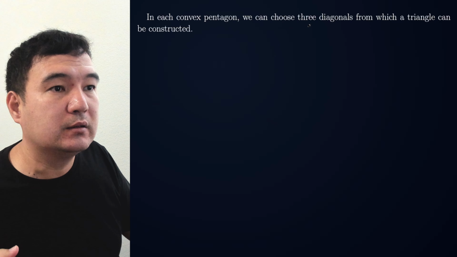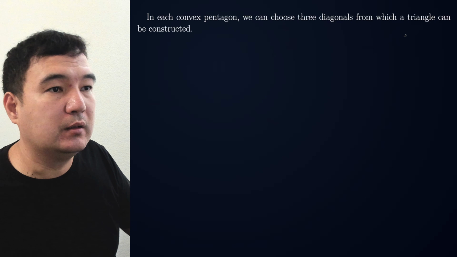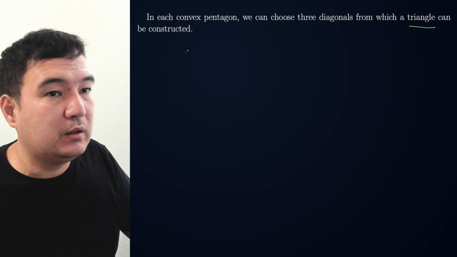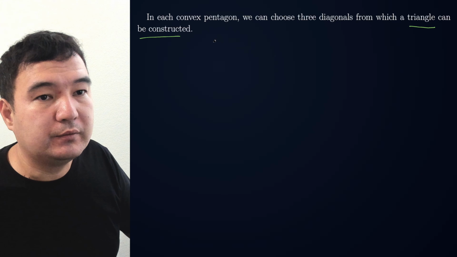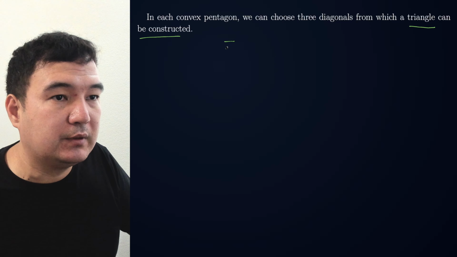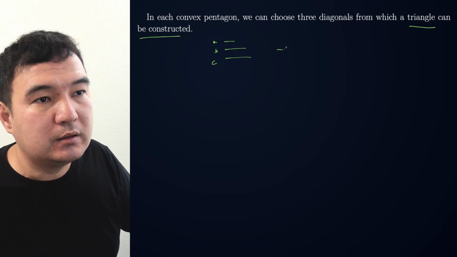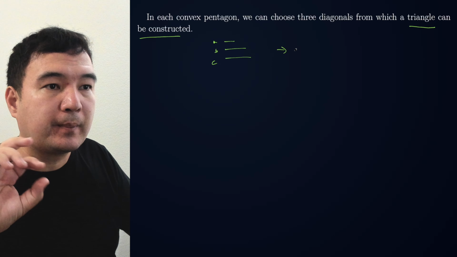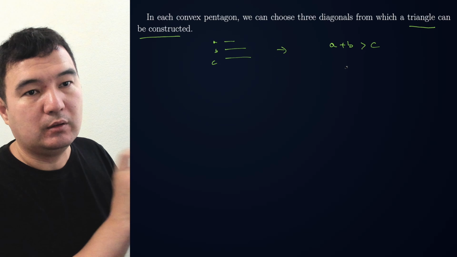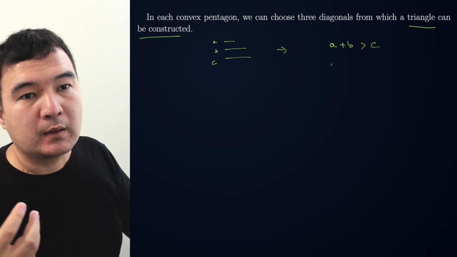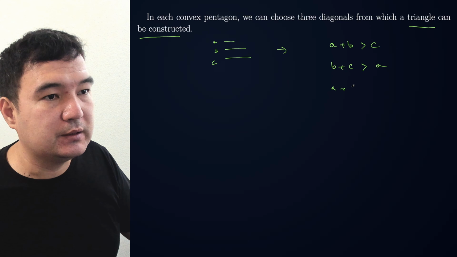We can choose 3 diagonals from which a triangle can be constructed. So when you can construct a triangle using 3 line segments, we need to have the triangle inequality, right? Let's say the lengths are A, B, C. The triangle inequality says A plus B has to be longer than C. The sum of 2 should be longer than the last one, and for all of them: B plus C has to be greater than A, and A plus C greater than B.